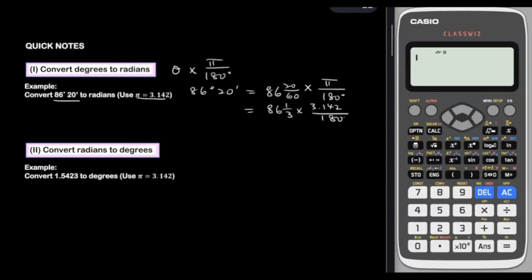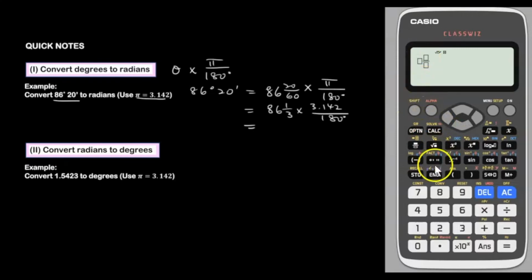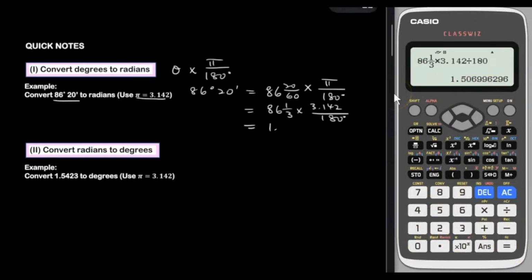over 180 degrees. Okay, let's solve this using calculator. So shift, because this is a mixed number, so 86 and then 1 over 3. Then after that we times with 3.142, then after that divided by 180. Okay, so we get 1.507, and it is in radians.